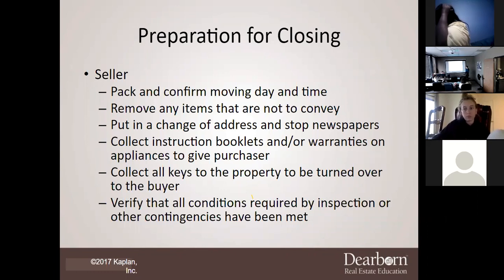But yeah, you'll need to put in the change of your address and stop the newspapers. You'll need to collect instruction booklets and/or warranties on appliances to give to the purchaser. So if you've got a warranty on your dishwasher, or maybe the refrigerator, washer and dryer convey, maybe you need a manual for that. And they also need to collect all keys to the property to be turned over to the buyer.